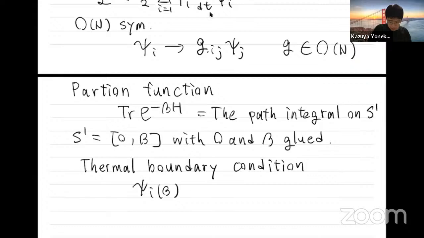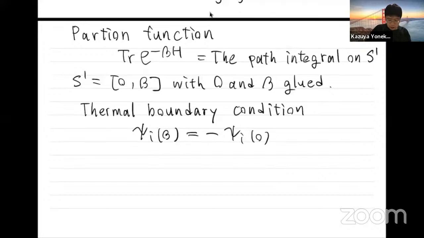So this Fermi field at the Euclidean time beta is equal to minus the Fermi field at 0. So this is a well-known fact, so I just use this in my discussion. So this is the most basic case of thermal partition function. And then I introduce some background fields for the global symmetry and consider some new partition functions, and then see the anomaly.